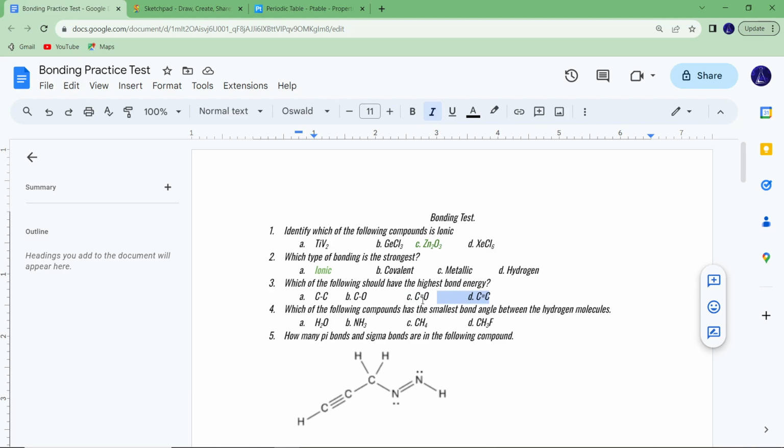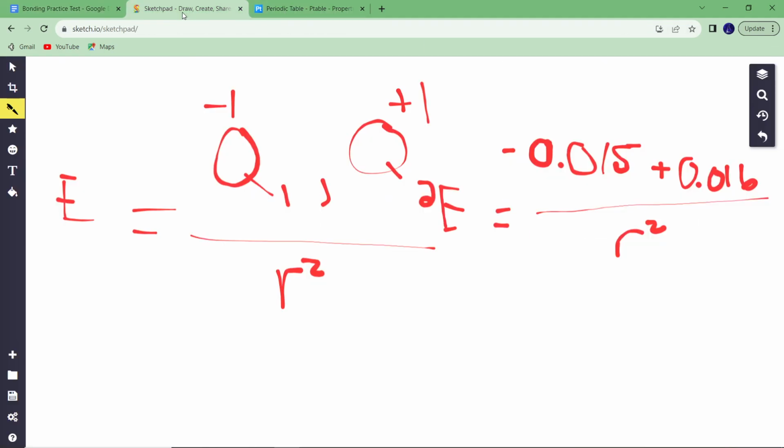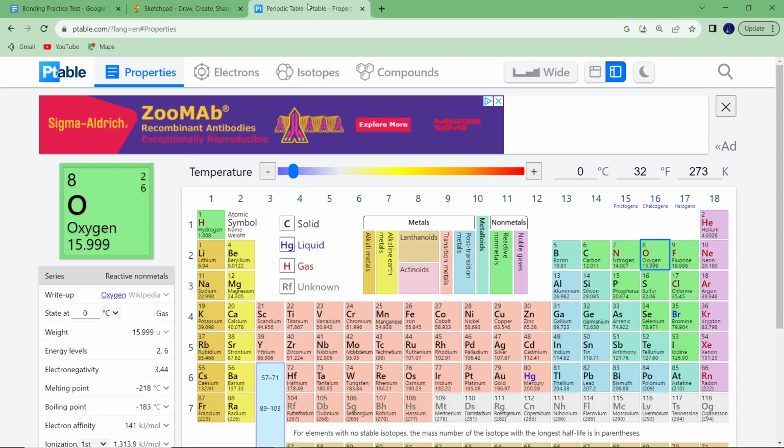All right. So automatically we know it's got to be between C and D because these are the two that have double bonds. Then we have to see which one is going to have the highest bond energy. And we can go back to what we were looking at before, where we have our two charges here, and then this is going to be defined by the radius as well. In general, the smaller the radius, the stronger the bond is going to be. So essentially we have to compare the radii between these two right here.